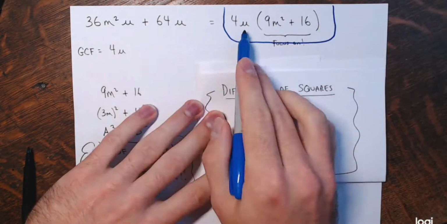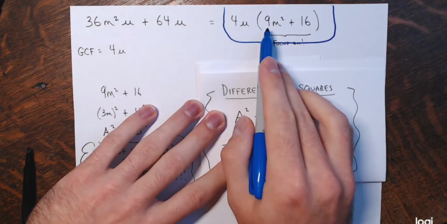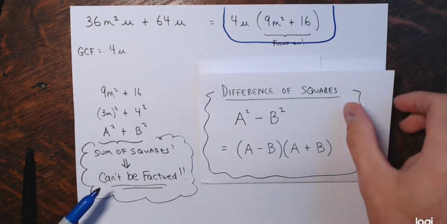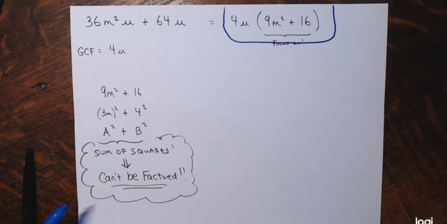So this is it right here. This is how this polynomial will factor: 4u pulled out times the quantity 9m squared plus 16. But please know that a sum of squares can't be factored. Only a difference of squares.